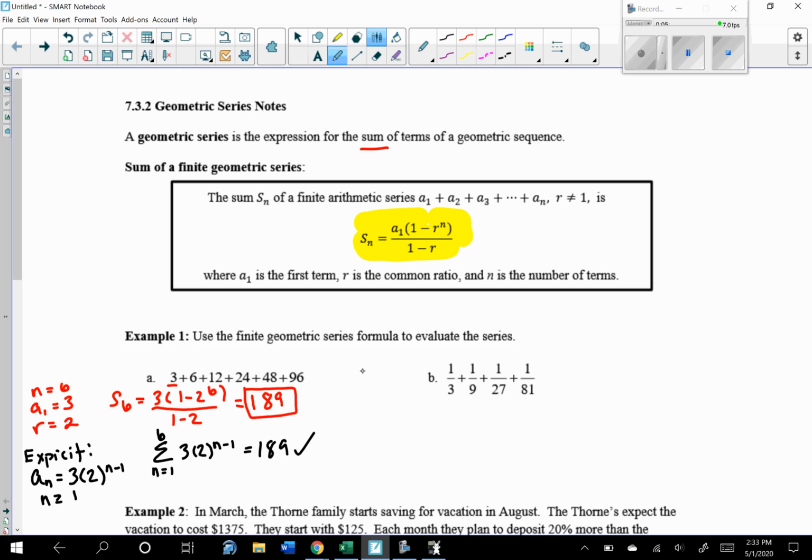Looking at the next one, we can do the same thing. You could pause the video and do this on your own and then unpause it to check your work. In this case, n is equal to 4, because there are 4 terms. A sub 1, our first term, is 1/3. Then our common ratio is 1/9 divided by 1/3, which is also 1/3. So the sum of the 4 terms is equal to 1/3 times 1 minus our common ratio, 1/3, to the 4th power, divided by 1 minus 1/3. If you plug this into your calculator, I would make sure to hit the math fraction key.